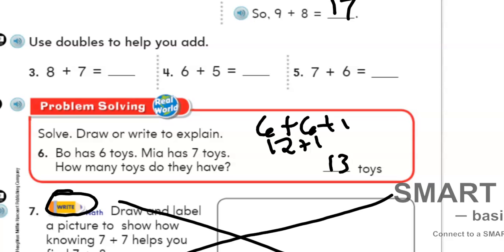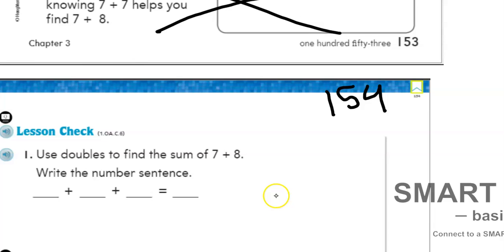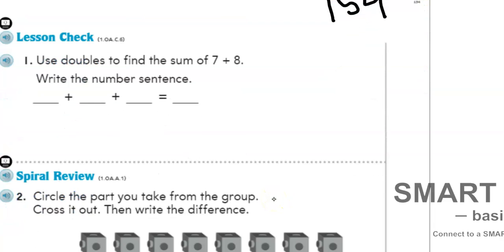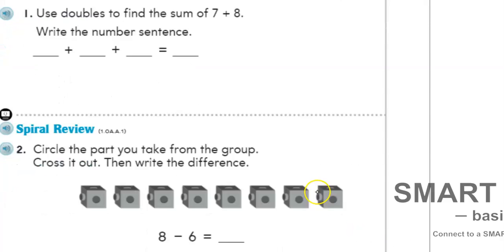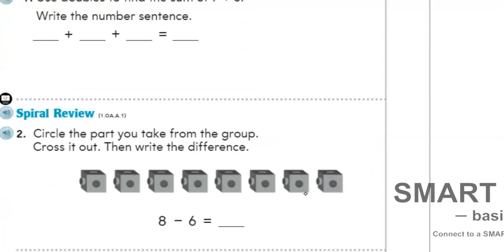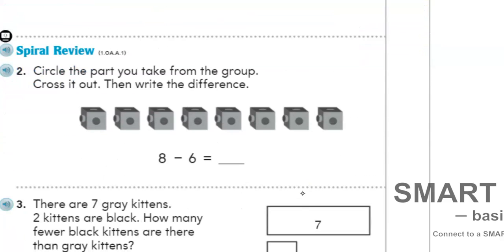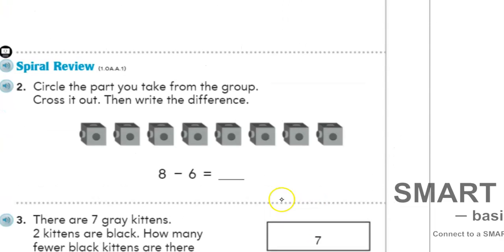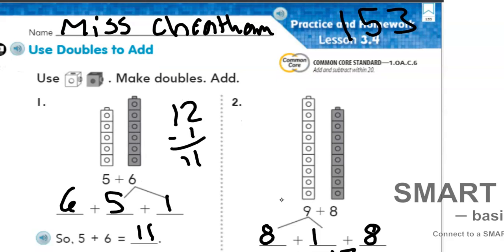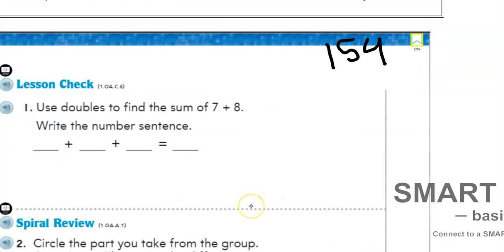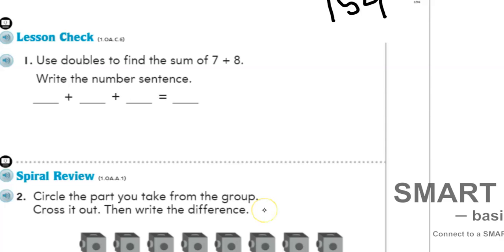Okay, can you help me with the next one? Yeah, I'll read the first one on the next page to you, and I'll let you try and solve it yourself first, okay? It says use doubles to find the sum of 7 plus 8. Write the number sentence. So it's the same thing we've been doing, just with 7 and 8, okay? Why is there like 1, 2, and then 3, 4? Those are the number pads, like number places. Yeah, it's the same thing that we were doing.